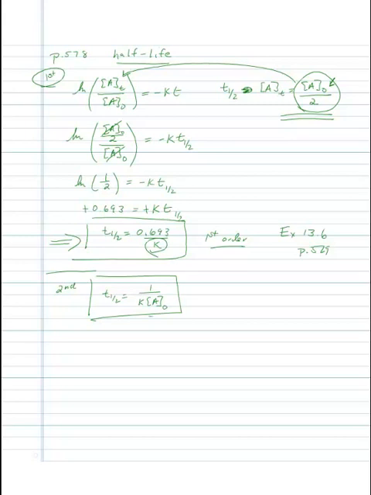For a second order, that is not the case because the concentration is in the equation. As your concentration gets smaller as the reaction runs, we are dividing by a smaller number, which means the half-life is actually going to get longer. So each successive half-life for a second order reaction is going to be longer, because concentration shows up in the equation.